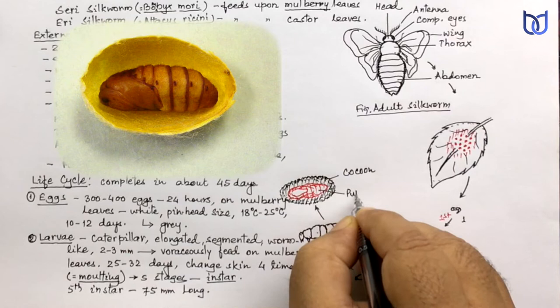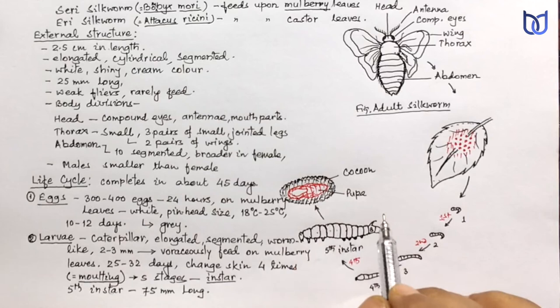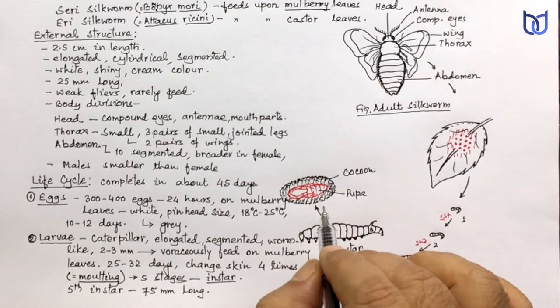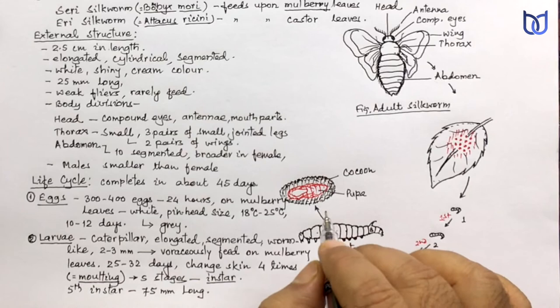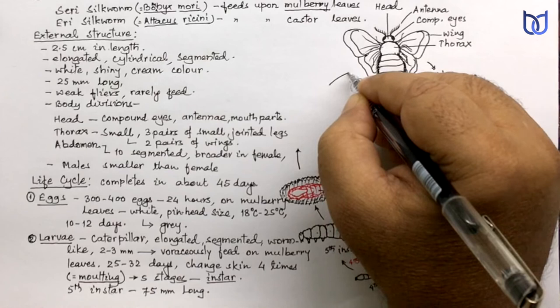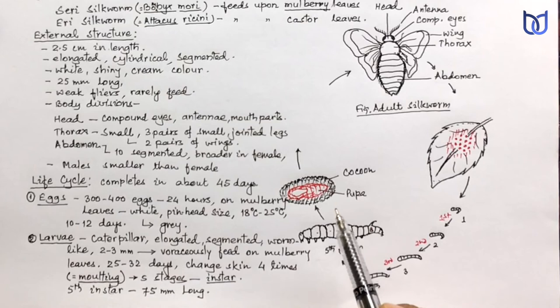The larva changes into pupa. Pupal stage is a non-feeding stage and it is inactive externally. It undergoes several metamorphological changes, and in about 14 days pupa changes into adult. The adult may be male or female depending upon the nature of the pupa.